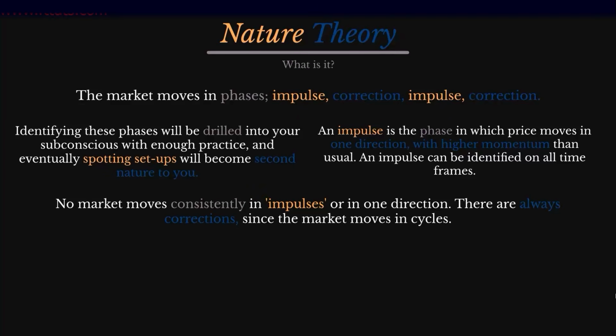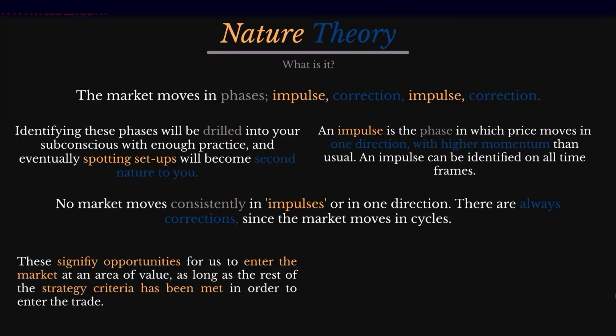Now within the market, no market just consistently moves in impulses or in one direction. There are always corrections. We always have pullbacks. We always have within the market these cycles. So what they do, they signify opportunities for us to enter the market at an area of value. Now, as long as the rest of the strategy criteria is met in order to enter the trade, then it is good to go. But by understanding what phase we're in, understanding the true nature of the market, it really keeps you 10 steps ahead of the market.